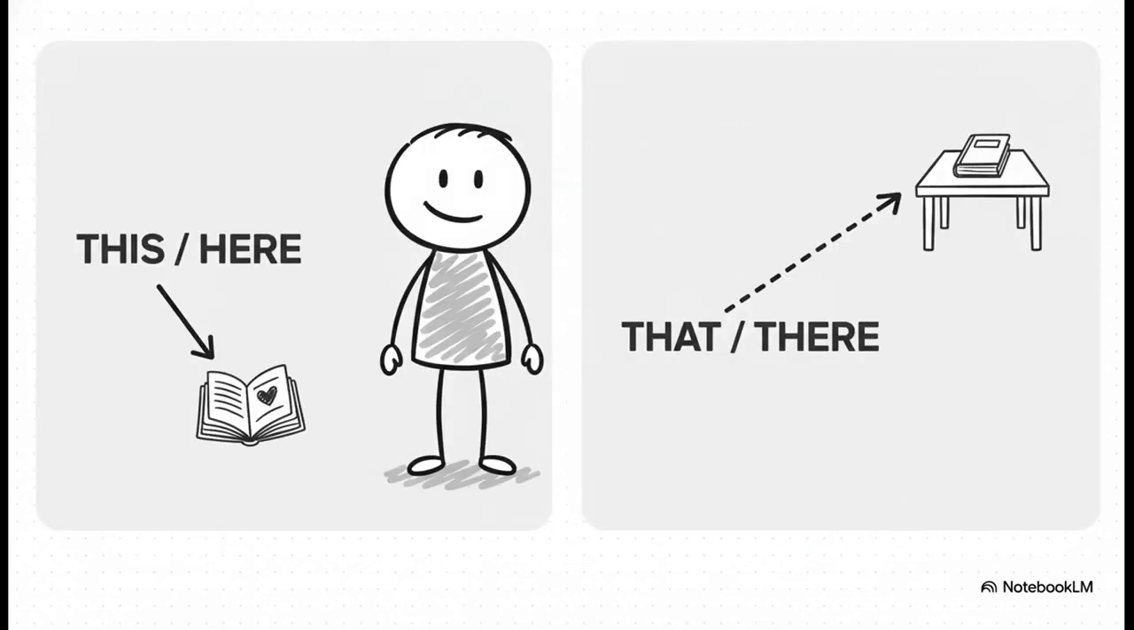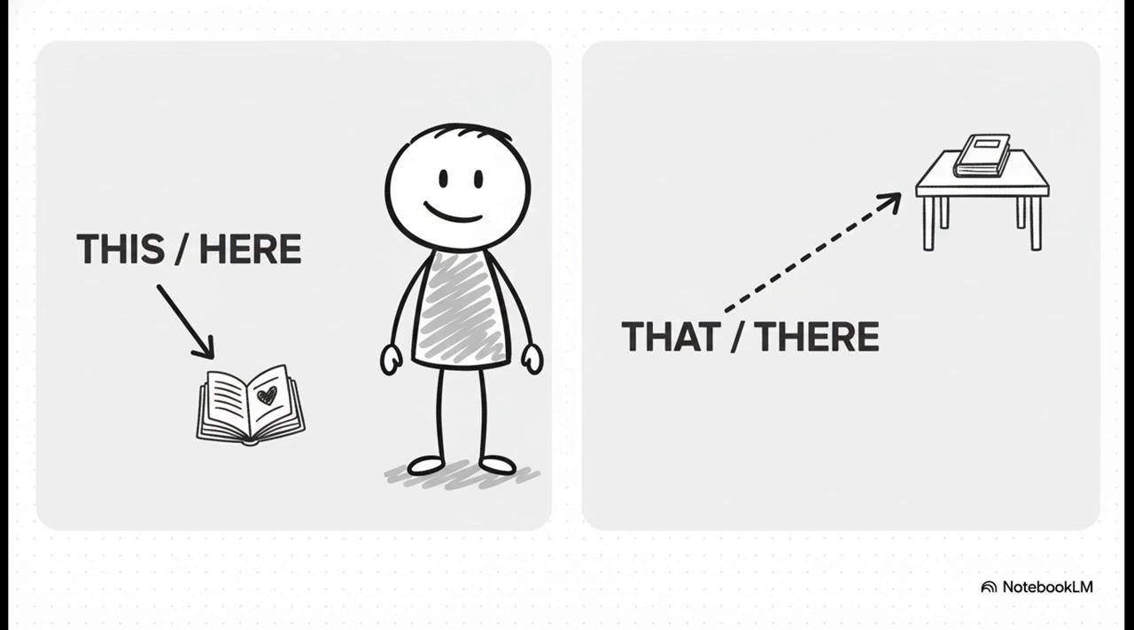Now, let's learn 4 super useful words for pointing to things. Look at the left side of the slide. If something is close to you, you use the words this and here. So, if a book is right here, in your hand, you can say, this book is here. Let's practice those words. Repeat after me. This. Here.